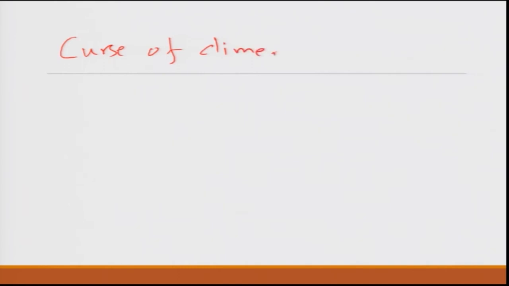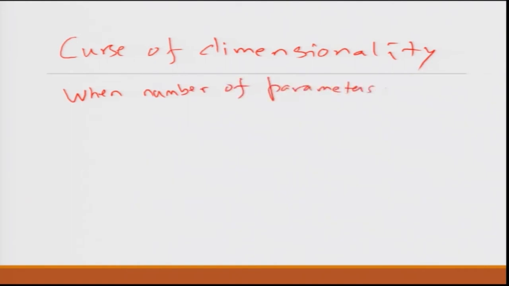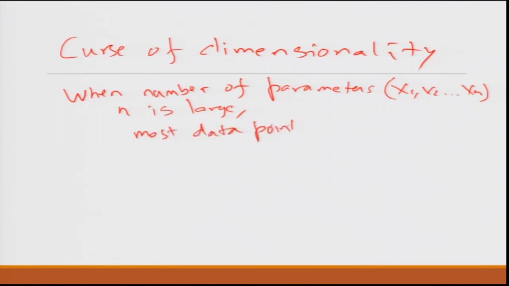And that is the curse of dimensionality. So when the number of parameters, in this case we worked with only 2 parameters, but when the number of parameters x1, x2, up to xn, so if n is large, then it can be shown that most data points in an n dimensional cube.